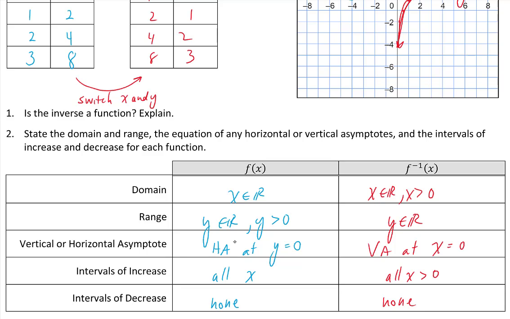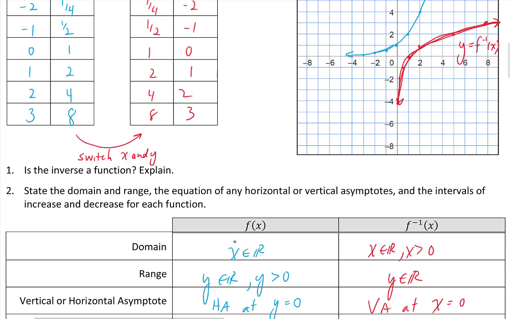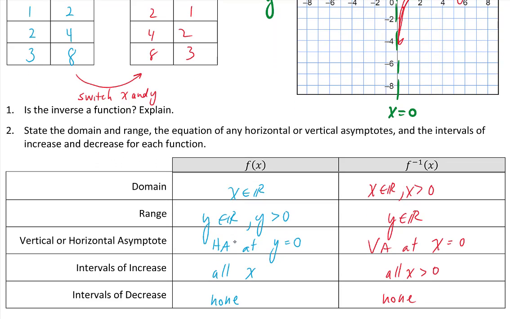Recall that an exponential function has a horizontal asymptote, which we can see right here. And for this example, it's at y equals 0. And for the inverse of the exponential, we see it has a vertical asymptote at x equals 0. We notice we only have intervals of increase for both the exponential and for its inverse, and there are no intervals of decrease.